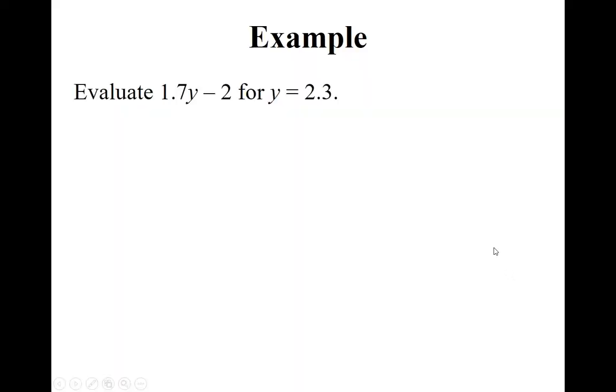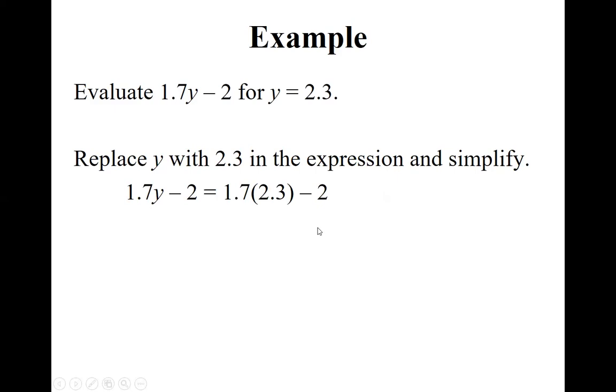Finally, let's evaluate 1.7y minus 2 for y equals 2.3. We're evaluating, so we plug it in. Instead of 1.7 times y minus 2, it would be 1.7 times 2.3 minus 2. 1.7 times 2.3 gives us 3.91. Minus 2 gives us 1.91. Feel free to check that multiplication. And with that, that is the end of this topic.